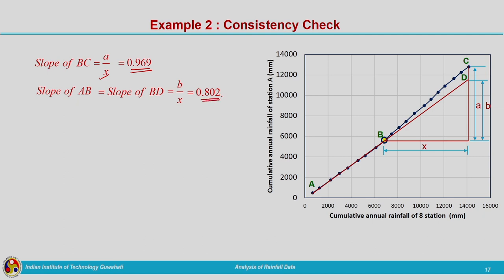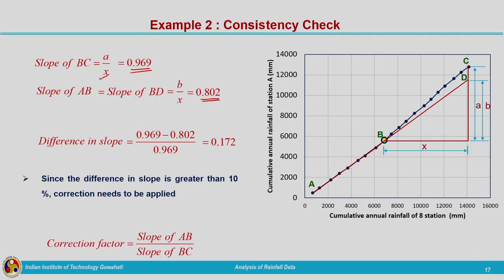0.802. Now what we need to see is whether the difference in slopes is within 10% or more than 10%. Difference in slope is calculated to be 0.172, that is around 17%. If it is more than 10%, we need to go for correction. We need to apply the correction. So, the next step is to calculate the correction factor.